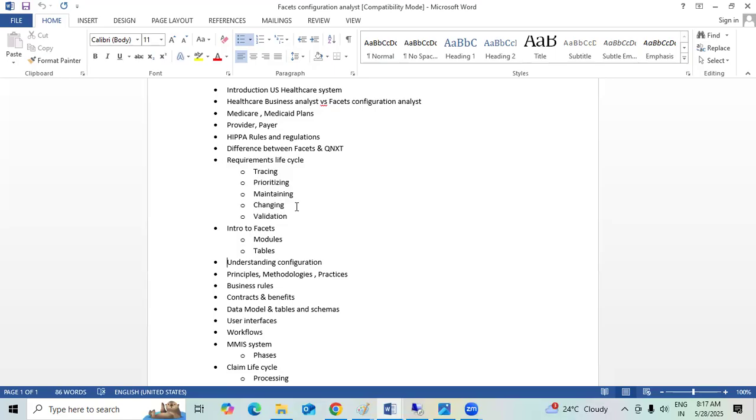From here onwards, the configuration starts, right? So we must know about the basics of configuration. What are the standards and procedures to be followed for configuration, including principles, what are the methodologies and practices that we follow, all that.